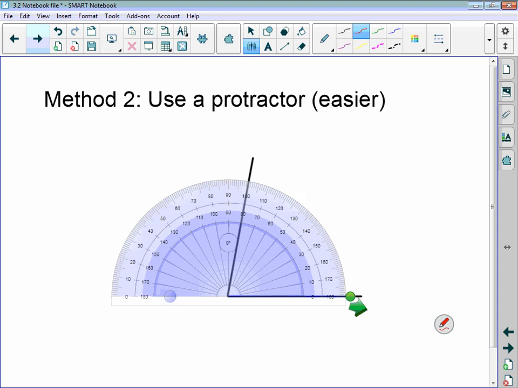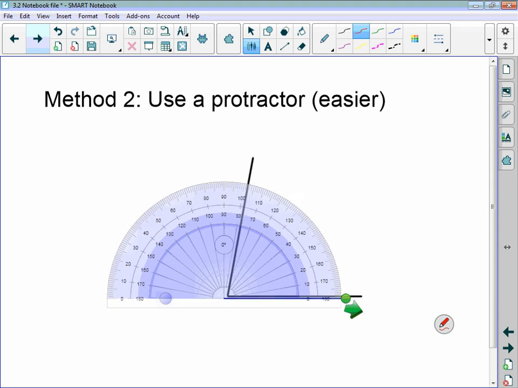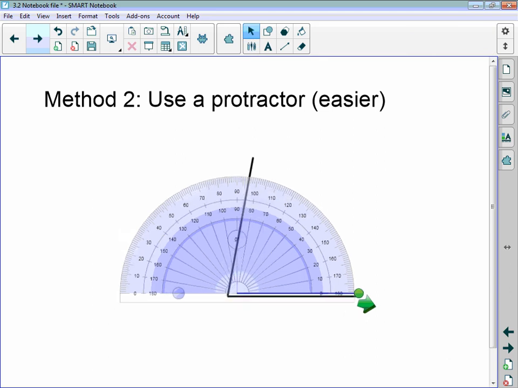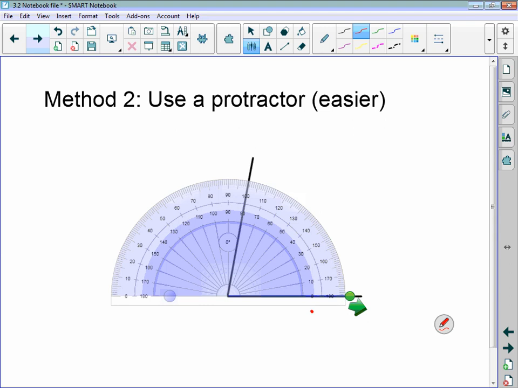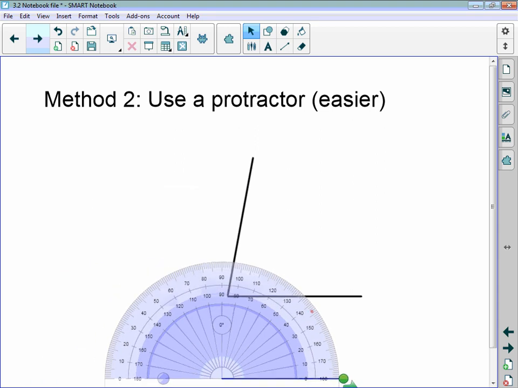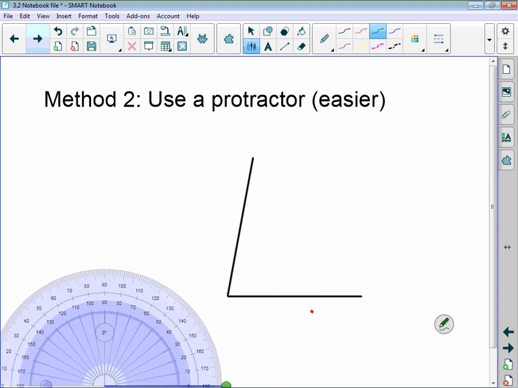I could look at the outside measurements, and it looks like it's around 100 degrees, but I'm starting at 0. Whoops. I'm starting at 0 over here, and so I'm counting from the inside. So from 0 to 10 to 20 to 30, 40, 50, 60, 70, 80. So this is actually at 80 degrees. So this angle is 80 degrees wide. Let's label this. You can label it again A, B, C. So I know that angle is 80 degrees wide.